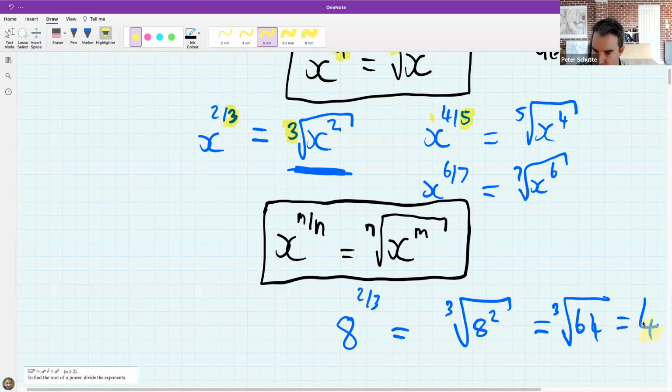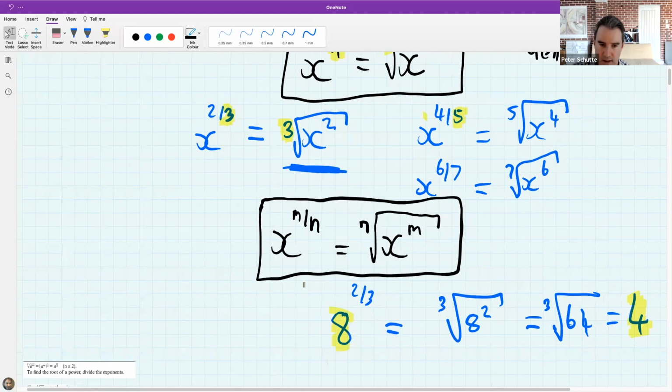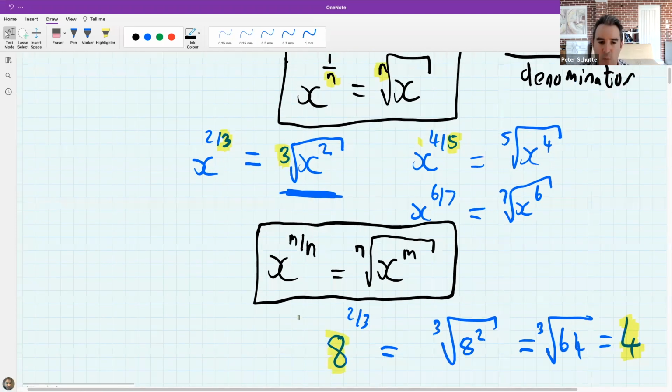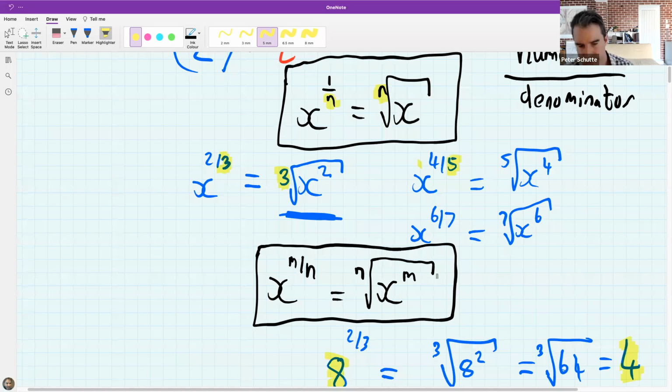I think most people are happy with that. But just to show you, you could get it the other way too, by breaking the 8 down if you wanted to. I'm not going to do that now because it probably will take too long. But ultimately, I want you guys to be comfortable going between power and root form.